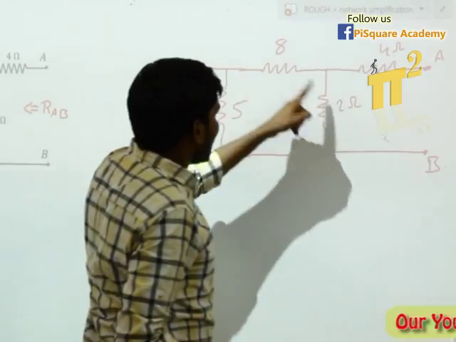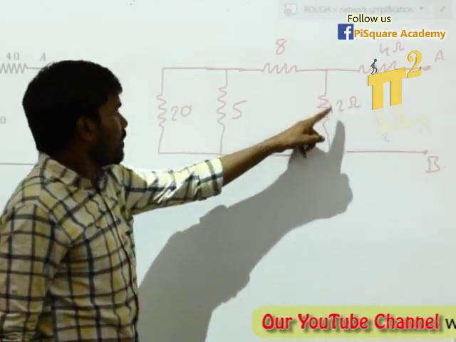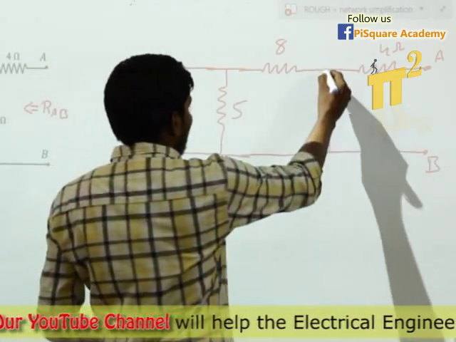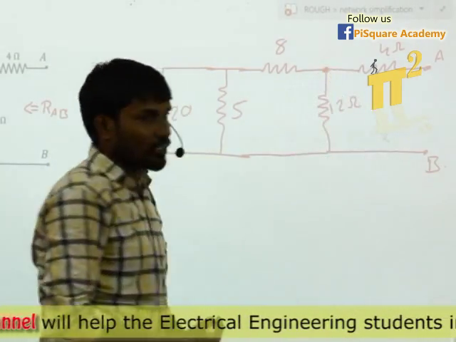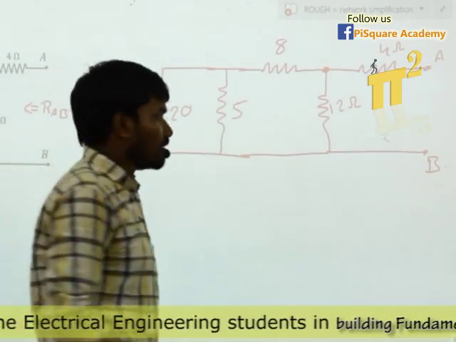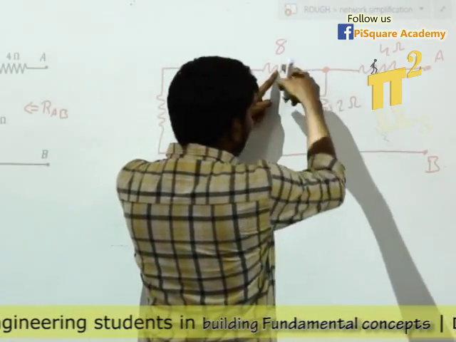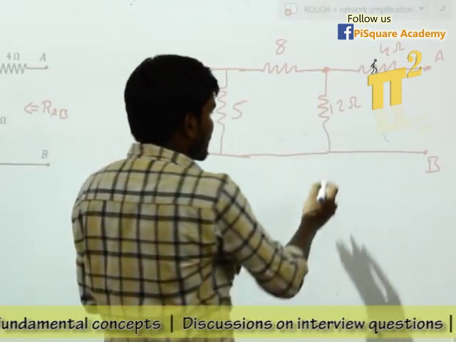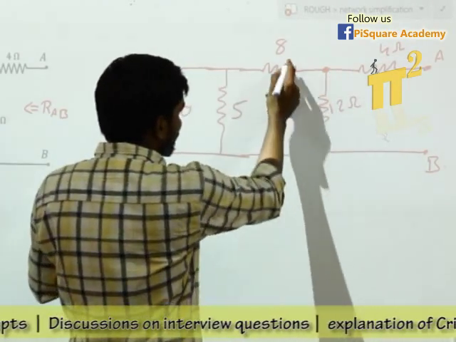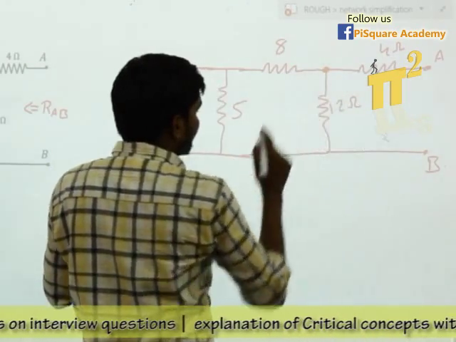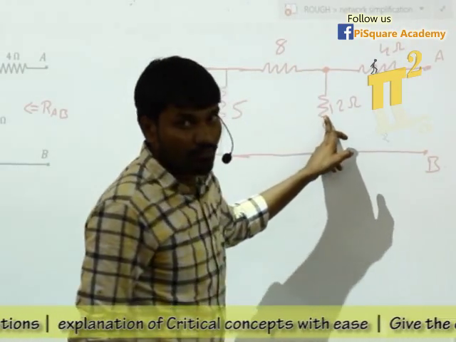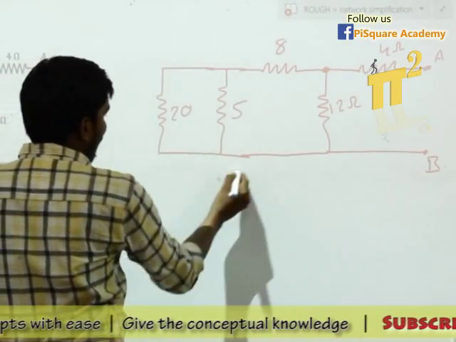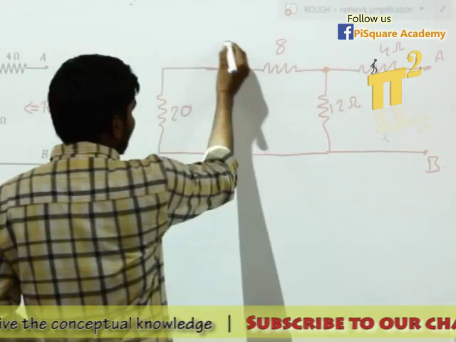Now see, are they in parallel or series? 8 and 12, are they in series? No, they are not in series because the node has a degree of more than 2. Are they in parallel? Current gets divided. The first condition is satisfied, but the second condition is not satisfied. That is, they are not sharing the same node. So these two are not in parallel, and I cannot simplify these two directly. But if you see these two, yes, these two are in parallel.